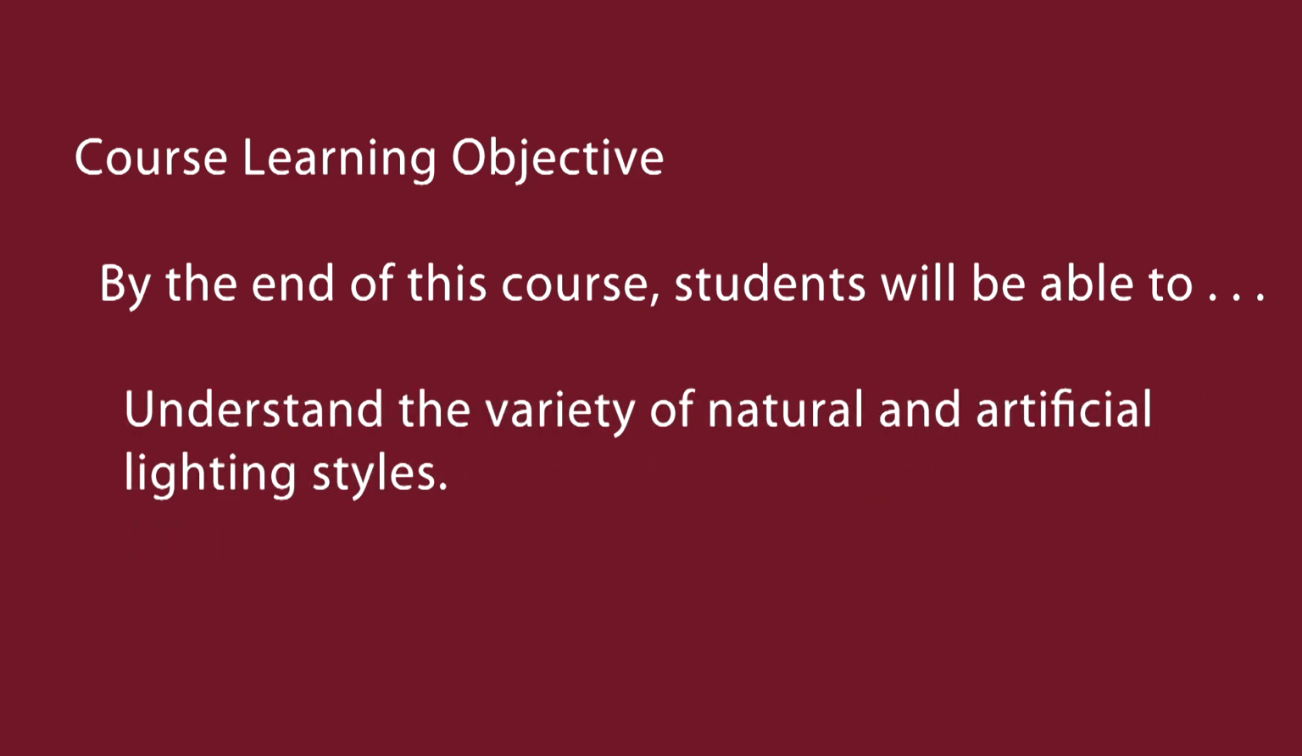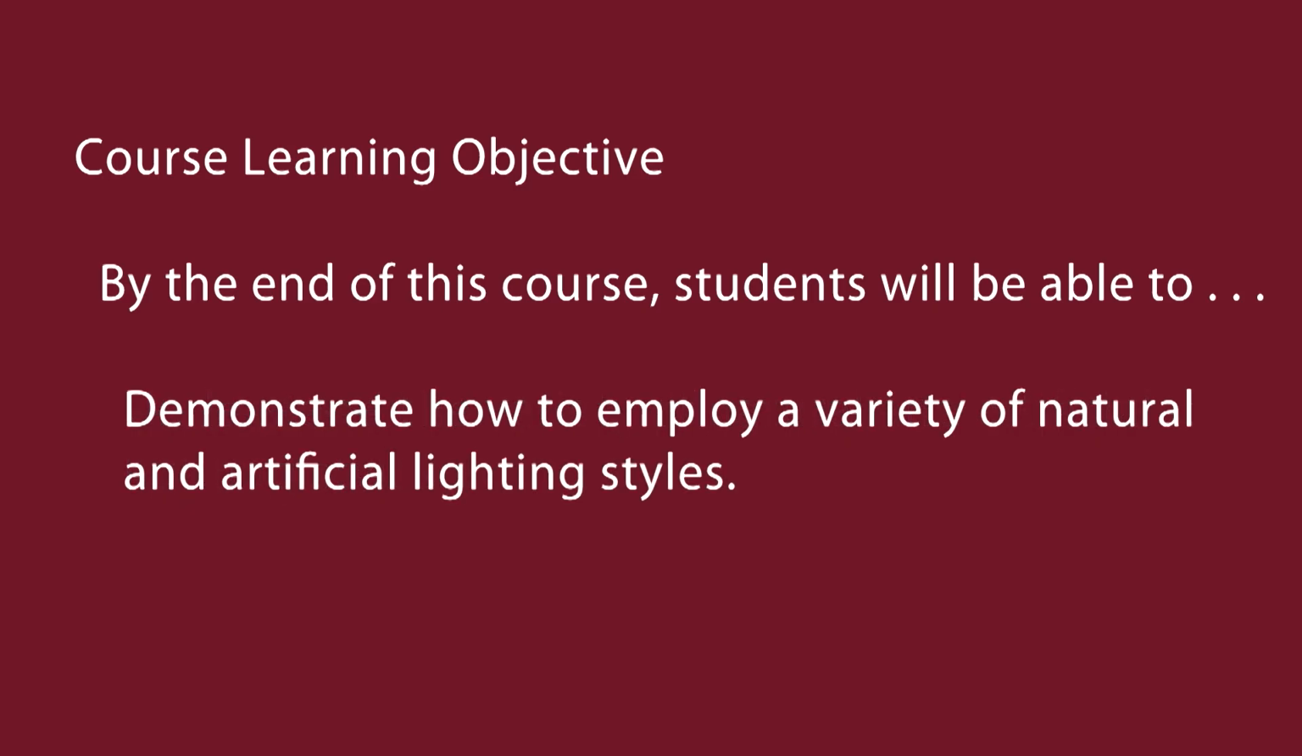Here's a second. Understand the variety of natural and artificial lighting styles. We often use the word understanding in an objective to equate with learning. But the problem is, how do we measure the learning? What leads an instructor to be able to measure the concepts that are learned? I can't measure your understanding without an action verb that is measurable. We might use something like this. Demonstrate how to employ a variety of natural and artificial lighting styles.